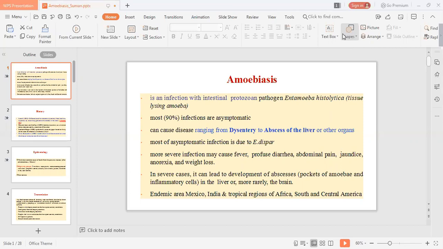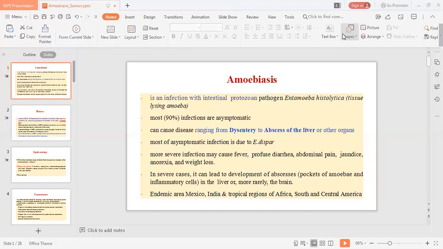So both these parasites can cause more severe infections and may also cause fever, profuse diarrhea, abdominal pain, jaundice if they infect the liver, then anorexia, and eventually weight loss. In severe cases, it can lead to the development of abscesses, meaning pockets of amoeba as well as inflammatory cells. They can create these abscesses in the liver and, very rarely, in the brain.